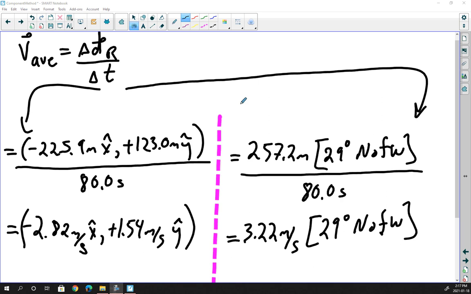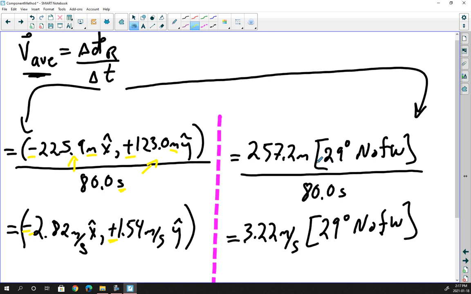And now we also wanted to find the average velocity for the question we've been talking about. Well, the average velocity is the resultant displacement divided by time, right? Here it is, negative 225.9 meters x hat plus 123.0 meters y hat. Divide each of them by 80, and you'll get meters per second in the x, meters per second in the y. The direction stays the same, negative, negative, positive, positive. You divide the numbers. There's your answer for the velocity, written in component form.